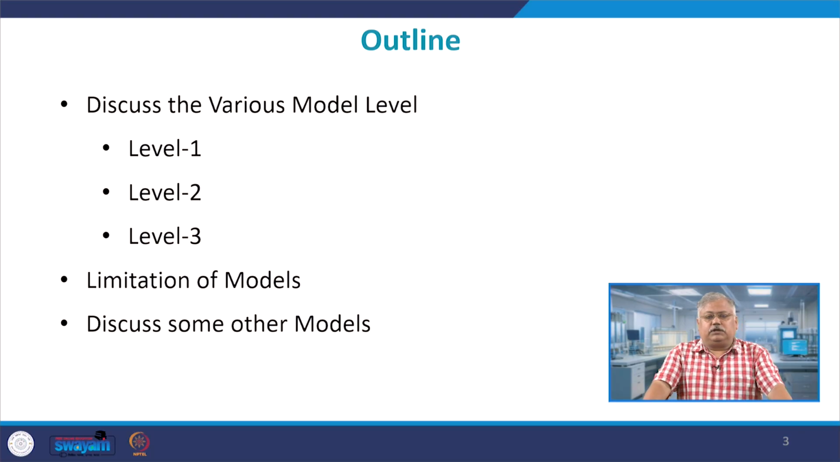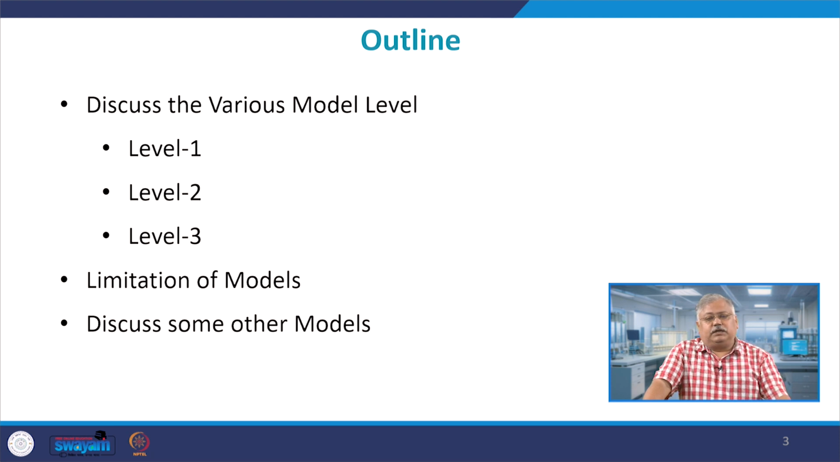So, the outline of this lecture is we will discuss various models for MOSFETs in the context of SPICE. We will also look into the limitations of the models which we have, and then discuss some other models which are different from the SPICE models which we use.